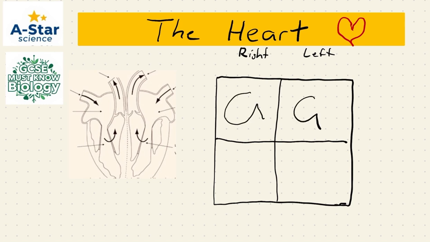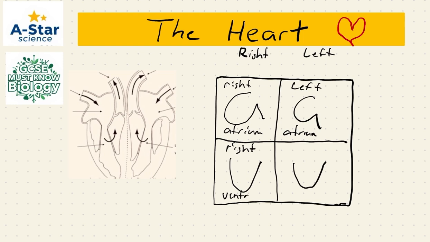At the top of the heart, you see some structures that kind of look like an A. These are the atrium. So we have the right atrium, and we have the left atrium. Atrium, you can remember because they look like an A. At the bottom, you have a part of the heart which kind of looks like a V. These are called the ventricles. This is the right ventricle. This is the left ventricle.